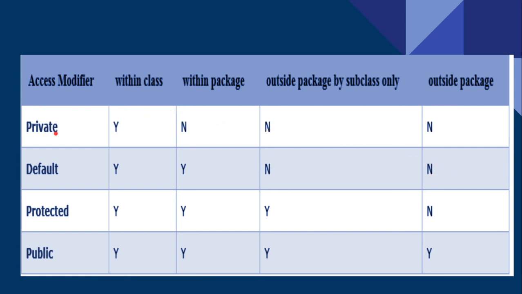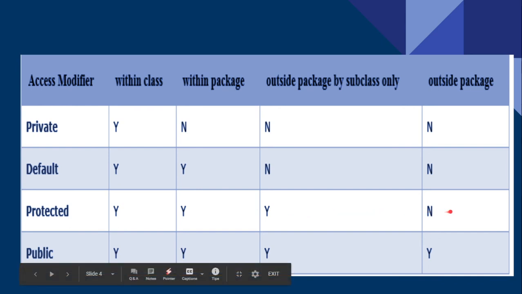If it is private, it is accessible only within the class, not within the package, not outside the package by subclass, and not outside the package. If it is default, it is accessible within the class or within the package, but not outside the package by subclass or outside the package. If it is protected, it is accessible within the class, within the package and also outside the package by the child class, but not from outside the package.